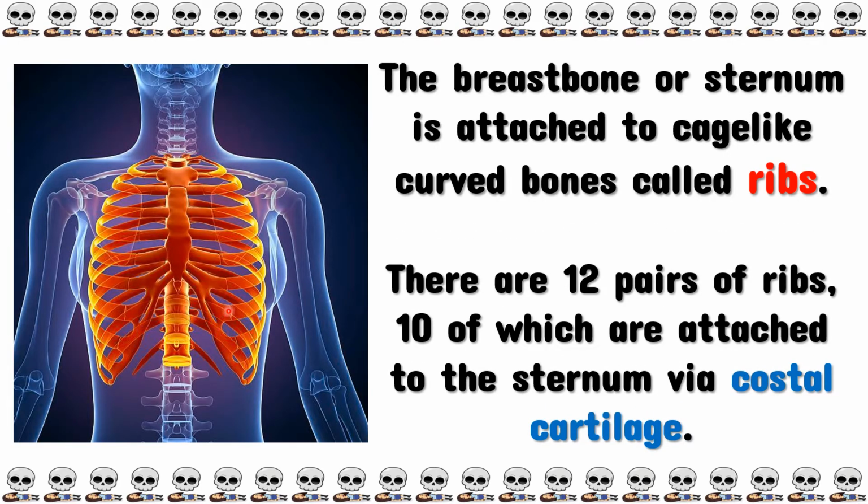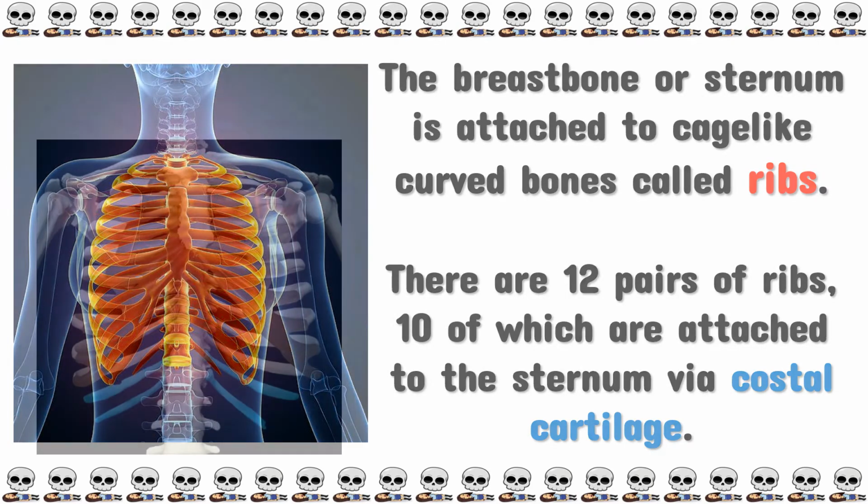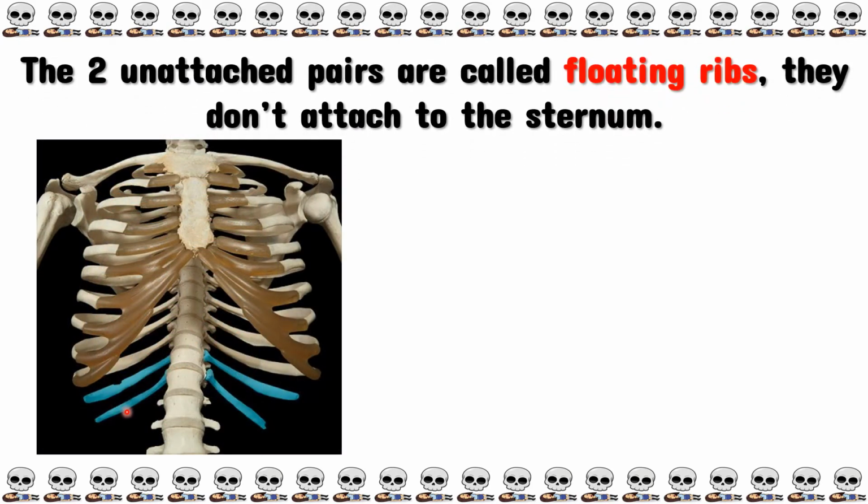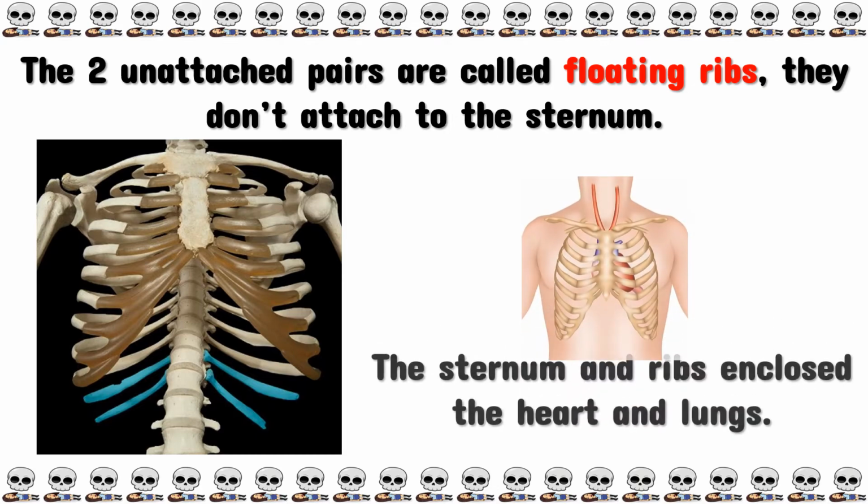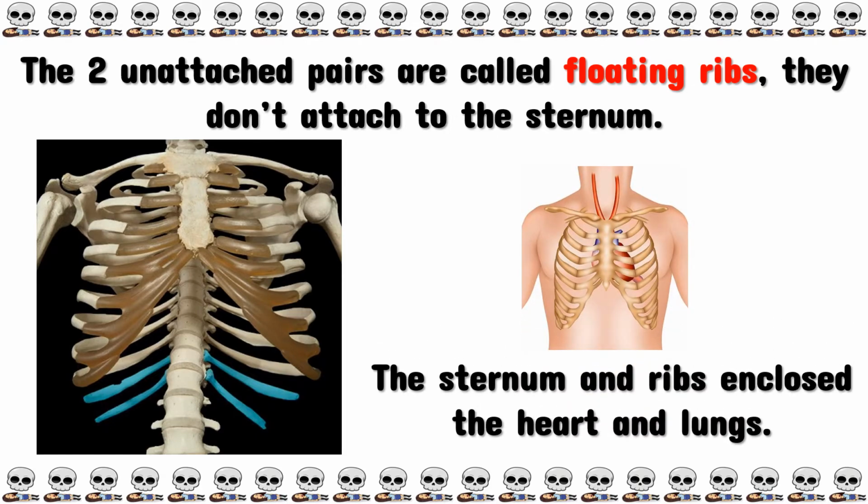There are 12 pairs of ribs, 10 of which are attached to the sternum via costal cartilage. The two unattached pairs are called floating ribs. They don't attach to the sternum. The sternum and ribs enclose the heart and lungs.